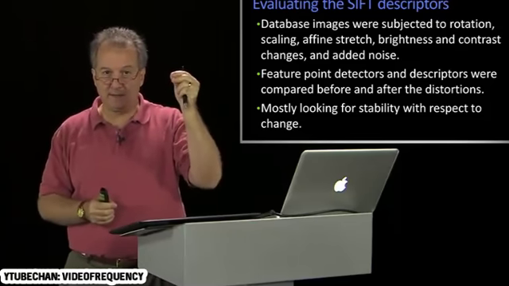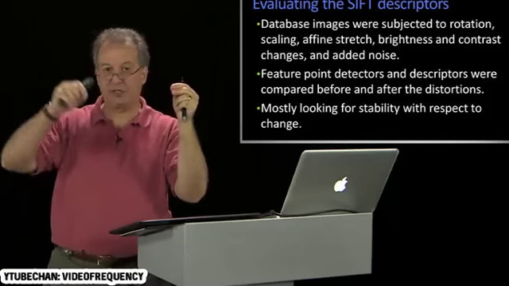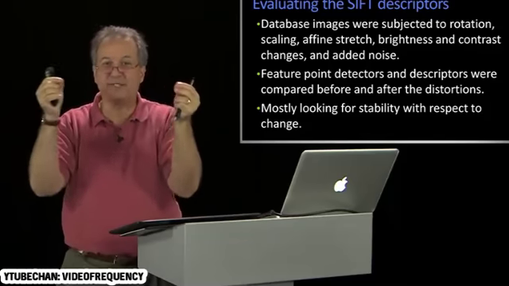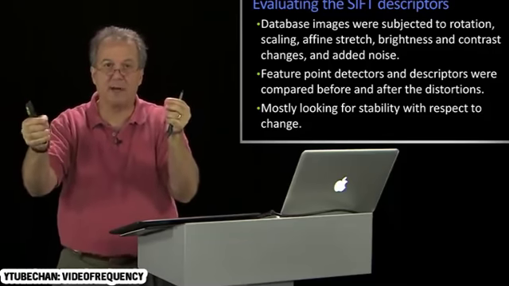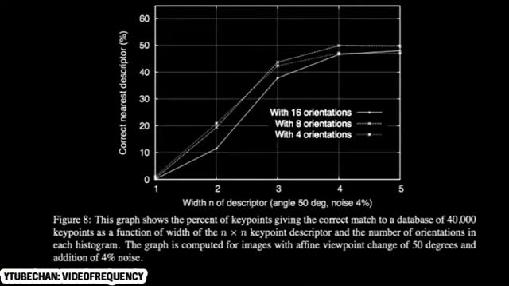does this descriptor, how often is its best match in this whole other image the correct one? The correct one being actually comes from the same point on the same object in two different images. And that's what they evaluated. So here's the first graph that I'll show you. Again, the error measure is the correct nearest descriptor percentage. How often is the one that matches best the correct one?